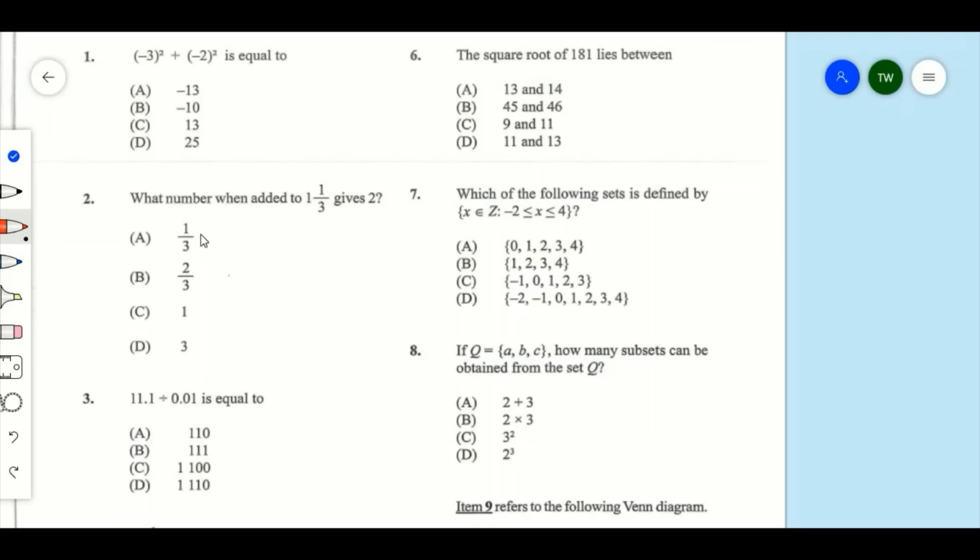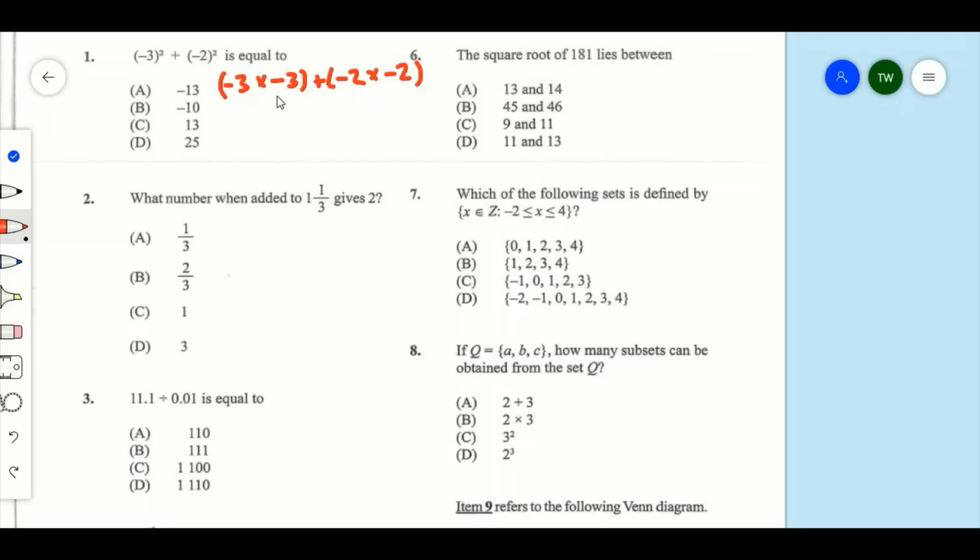Question number 1. (-3) squared plus (-2) squared is equal to. Now (-3) squared means -3 times -3. Plus (-2) squared means -2 times -2.